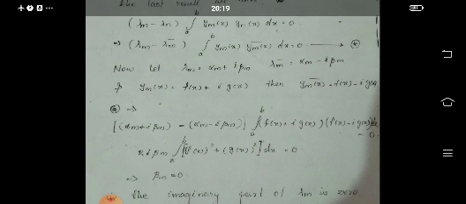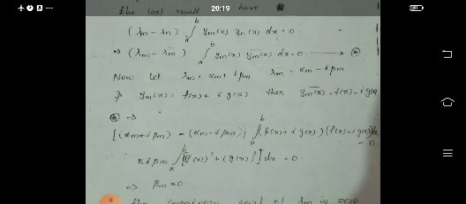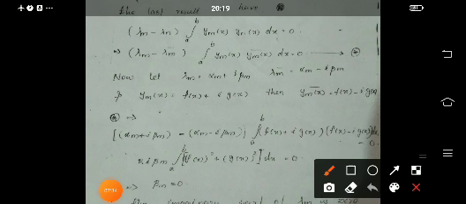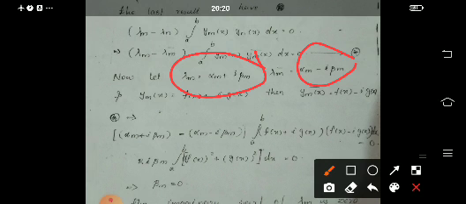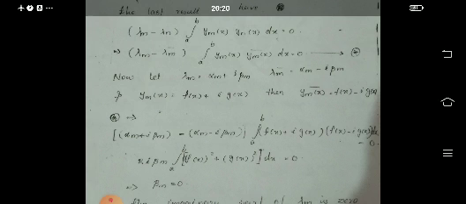Let lambda m equal alpha m plus i beta m, which is the complex form, and lambda m bar equal alpha m minus i beta m. This is its conjugate. And let ym of x equal f of x plus i g of x. Then ym bar of x equals f of x minus i g of x.